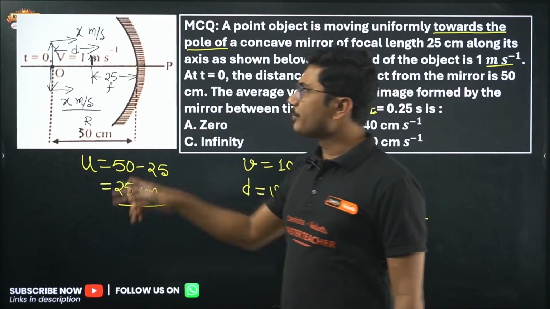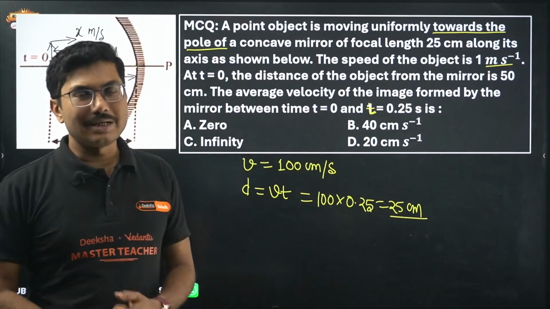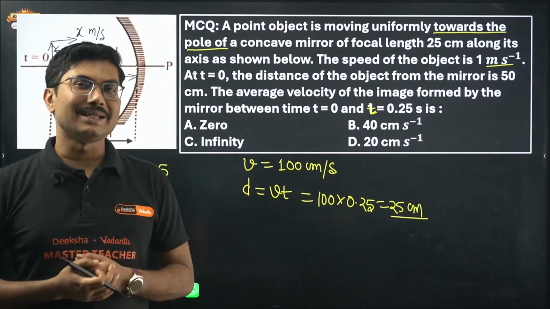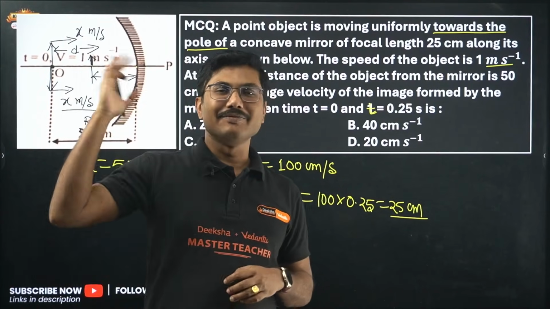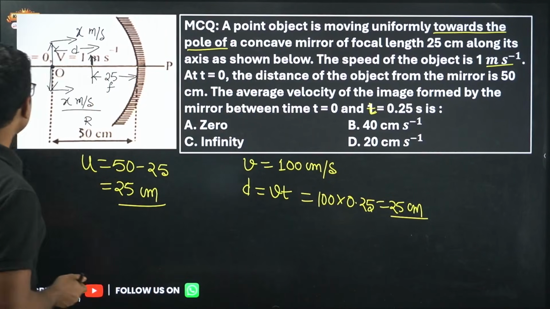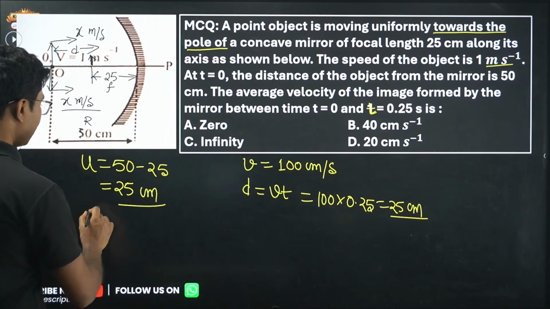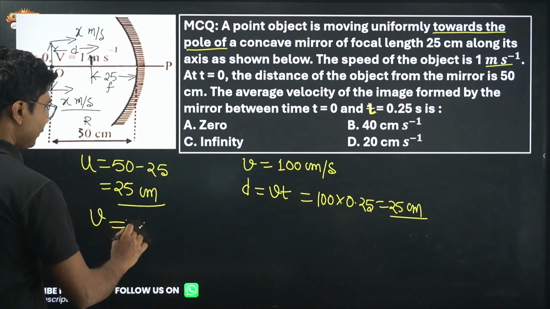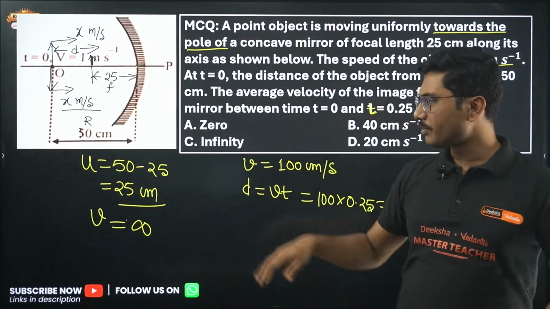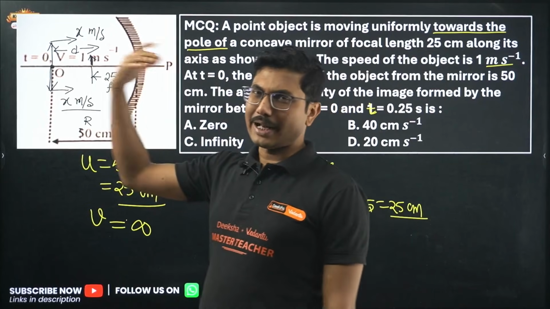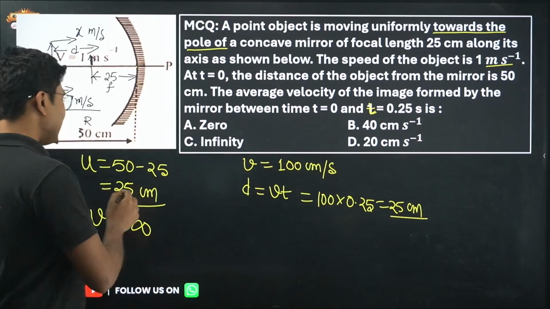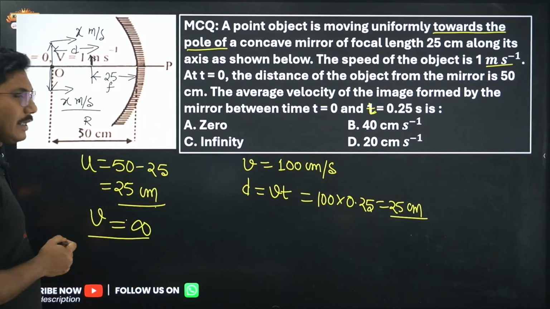Okay, so when the object is at focus, where will the image be formed? When an object is kept exactly on the focus, the image is formed exactly at infinity. So U is 25 centimeter means V must be infinity. You can use the mirror equation, but it is not required. We know this from the knowledge that if the object is kept at focus, the image is basically formed at infinity. So the object is at 25 centimeters, so the image will be at infinity.